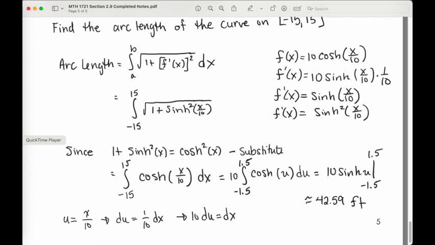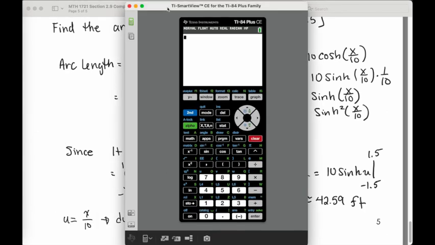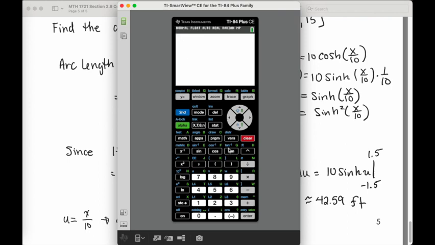Now, I'm aware that some of you may not know how to access hyperbolic functions on your calculator, so I'm going to show you how to do that. Okay, so we have a bunch of functions on our keypad, but hyperbolic functions are not on the keypad. So we're going to have to go directly to the catalog for that. And the catalog is where every single command and function is located.